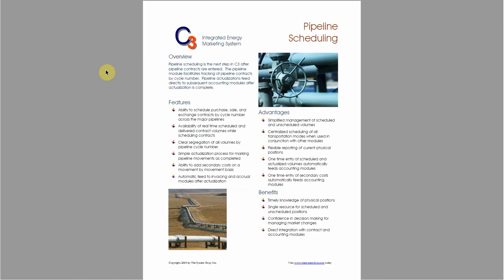Pipeline scheduling, again, fairly similar to marine, the ability to purchase and schedule purchase, sales, and exchange contracts by pipeline cycle numbers across major pipelines. Availability of real-time scheduled and delivered contract volumes, clear segregation of all volumes by pipeline cycle number. I know that was a big deal in that module. And a simple actualization process for marking pipeline movements as completed, along with the ability to track secondary costs on a movement-by-movement basis.